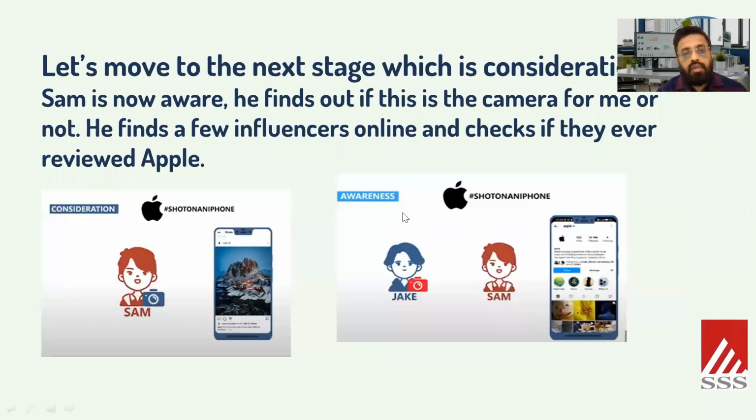Now let's move to the next stage, which is the consideration stage. Sam is now aware of the product. He finds out if this is the camera for me, because Sam is also a photographer. He wants something with a very good camera. So he finds a few influencers online and checks if they have ever reviewed Apple or not.